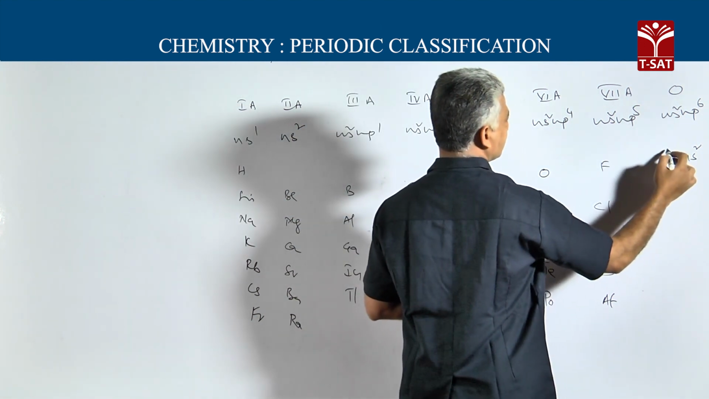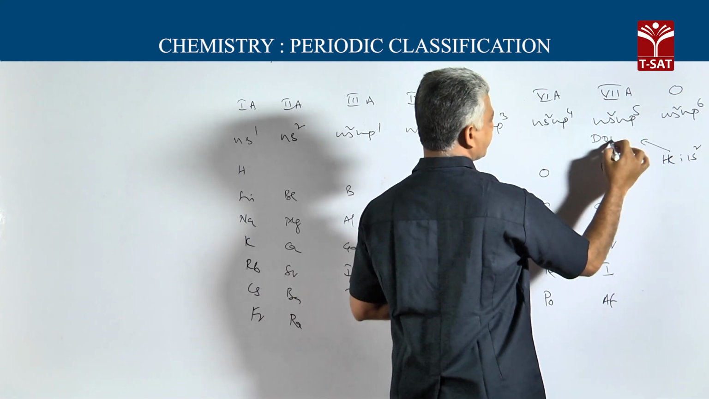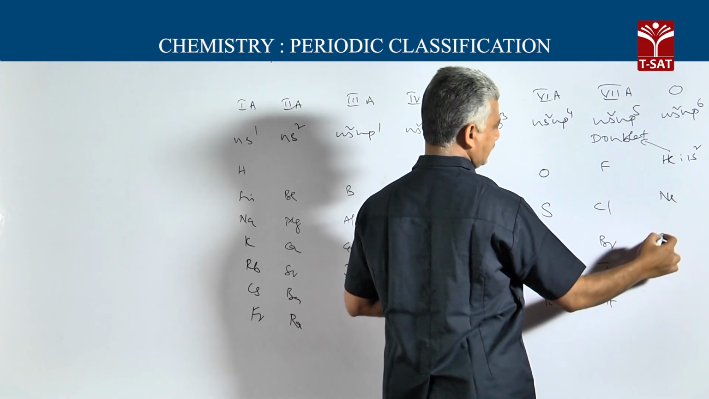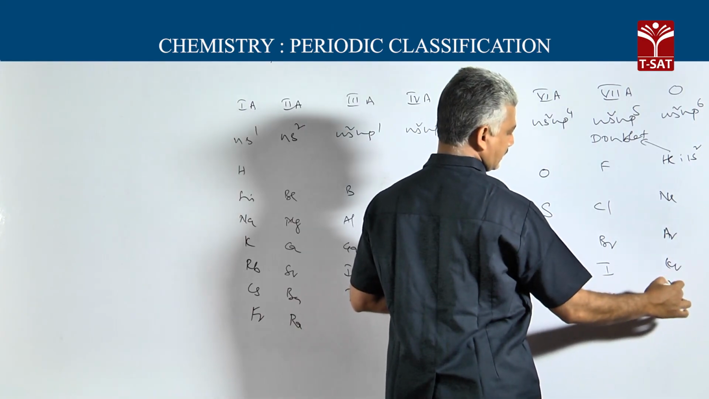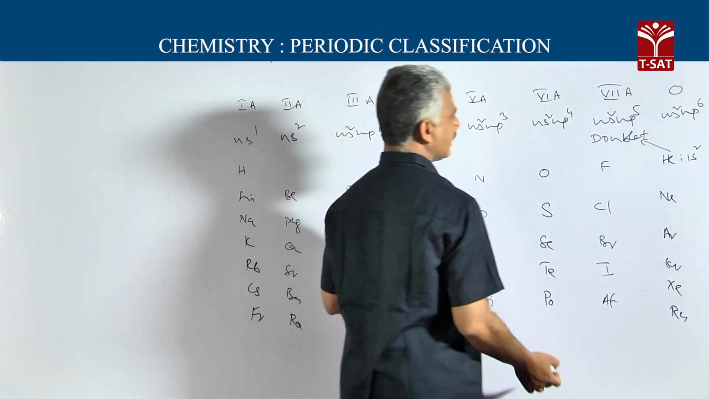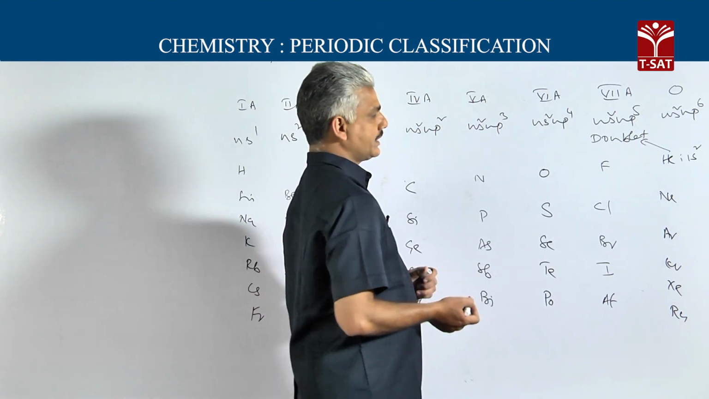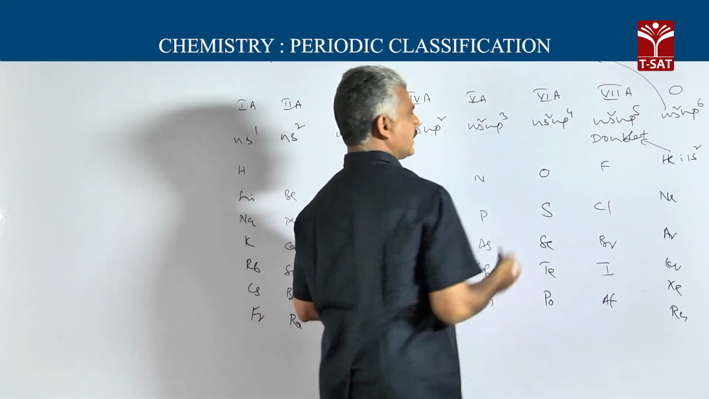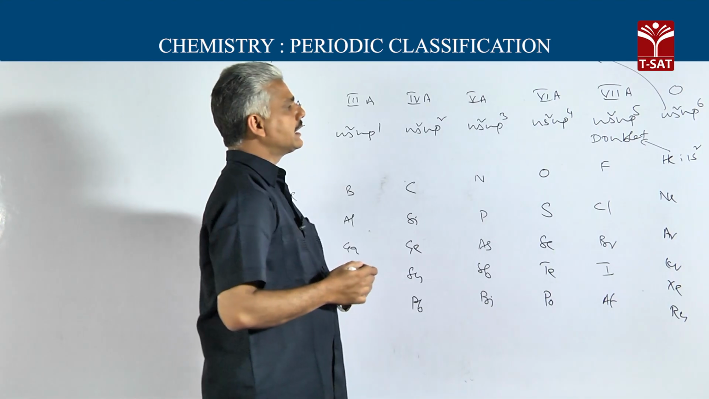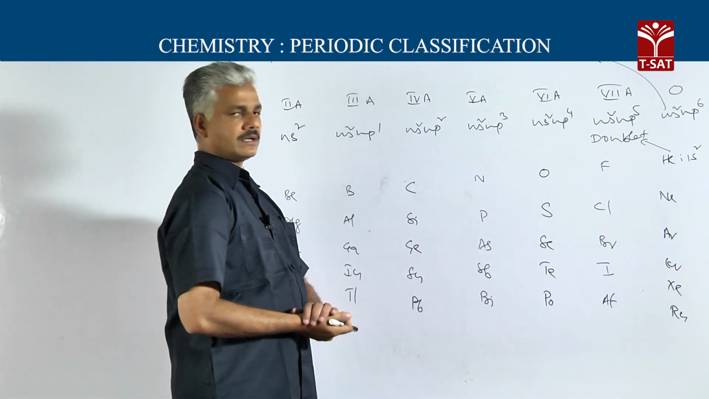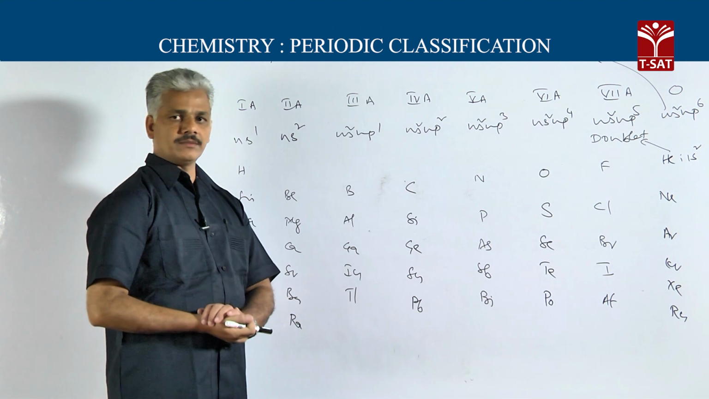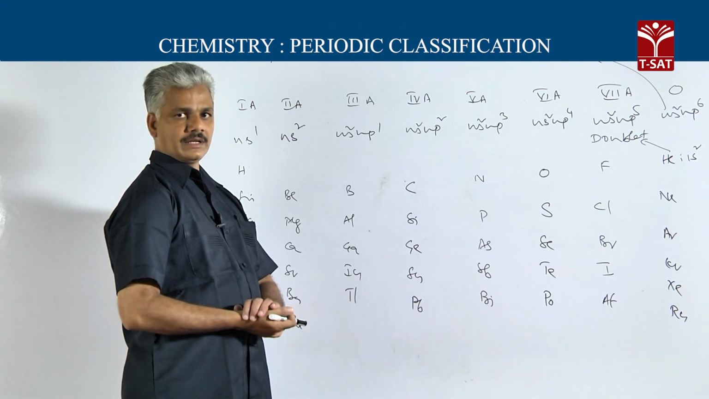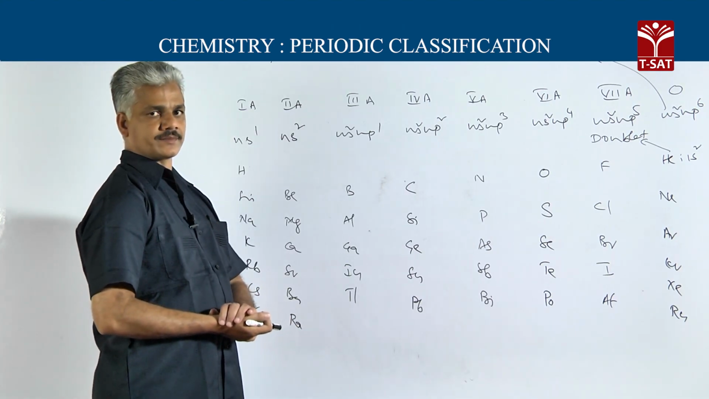This configuration is called doublet configuration. The rest of the elements, neon, argon, krypton, xenon and radon, have ns2 np6 configuration, which is commonly referred to as octet configuration. Elements with either doublet configuration or octet configuration are chemically stable in nature. That is why 0 group elements are non-reactive in nature under normal conditions.